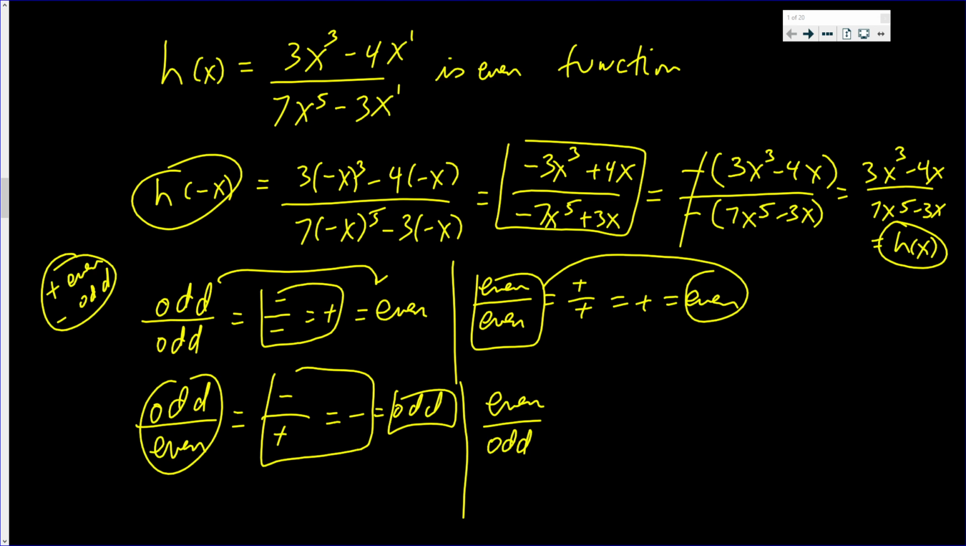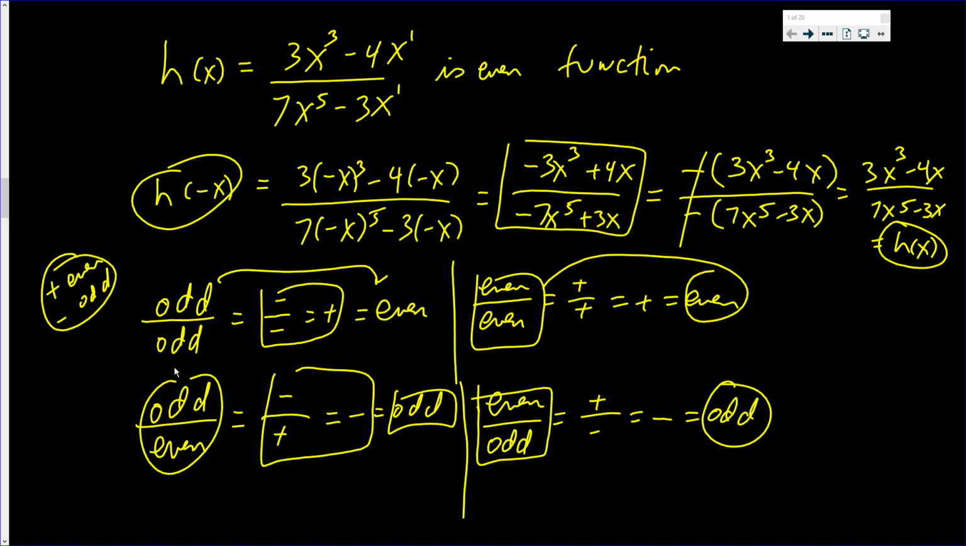Even over odd. Think of even as positive, odd as negative. You divide a positive by a negative, you get a negative, and negative means odd. That is, an even function divided by an odd function turns out to be odd. It's called magic. It just happens to be that way.